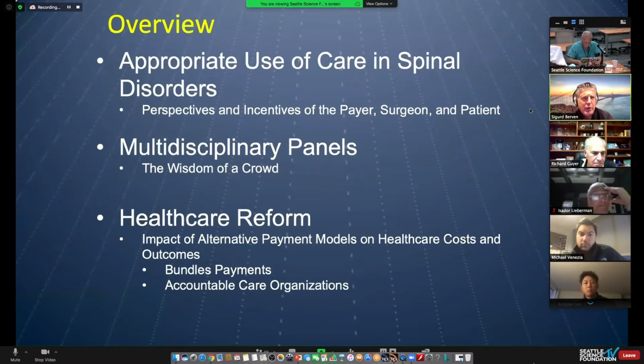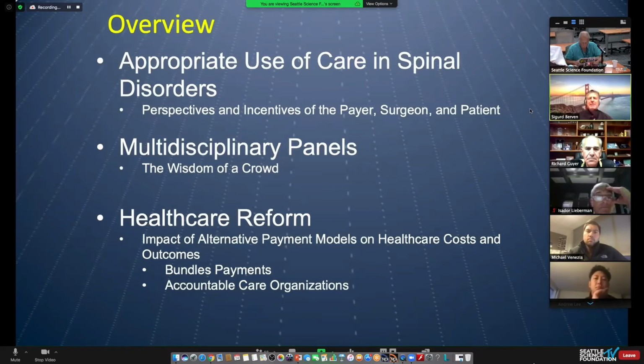So for the overview, we're going to talk a bit about some appropriate use of care in spinal disorders. And I think it's important to recognize here that perspectives and incentives are sometimes different between the payer, the surgeon, and most importantly, the patient. And a lot of that has to do with risk and how much risk one might be willing to accept, and also expected benefit, of course, that drives appropriateness.